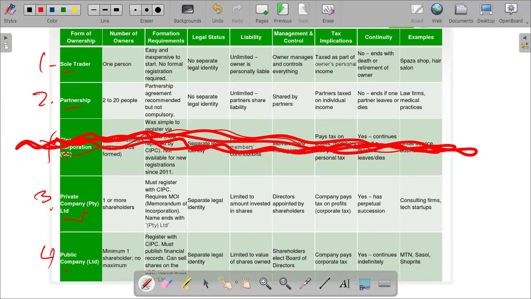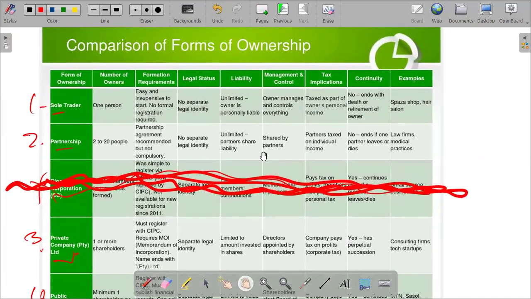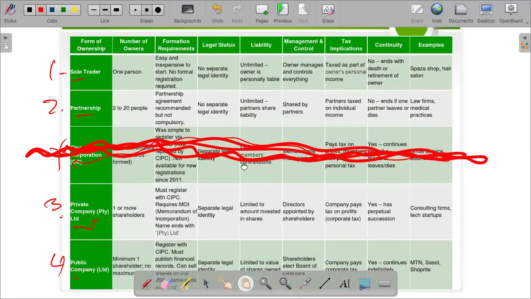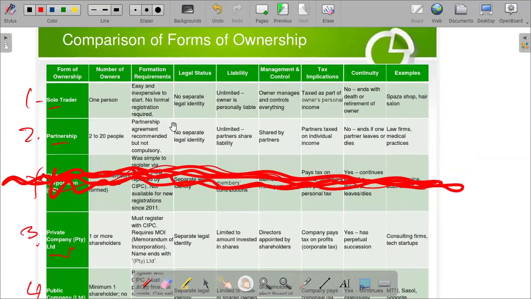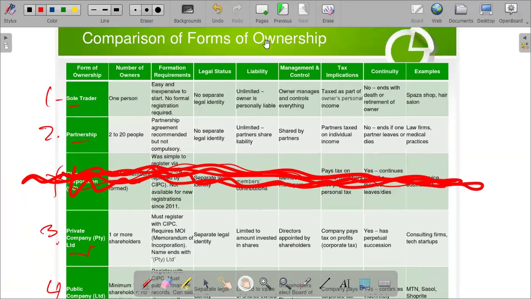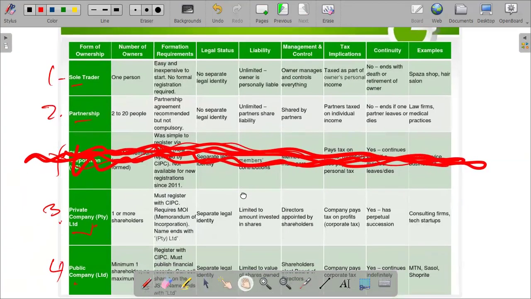So these are basically the summaries of the whole idea of the forms of ownership that we did. As I said, you must go back to the previous videos to find out what we were discussing if you get lost a bit. All right. So this is basically the summary: the form requirements, the legal statuses, liabilities, management and control, tax implications, continuity, and examples of what a sole trader or sole proprietor business might be. So that's the whole gist of it.